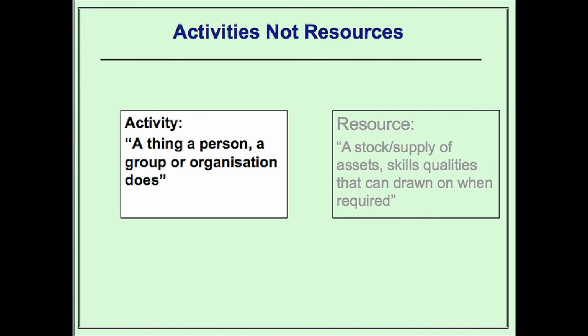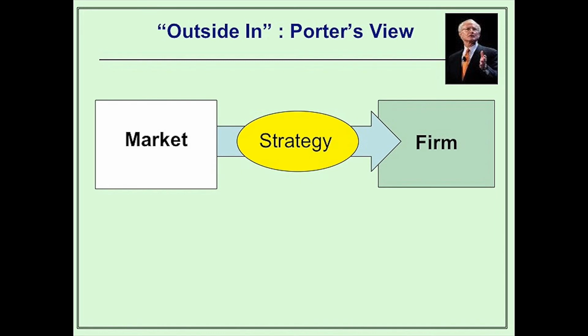But also, Porter is coming from an outside-in perspective. So he is saying that you need to understand the external marketplace, the external environment, and then choose a position in that marketplace that will give you advantage. So an outside-in view of strategy.